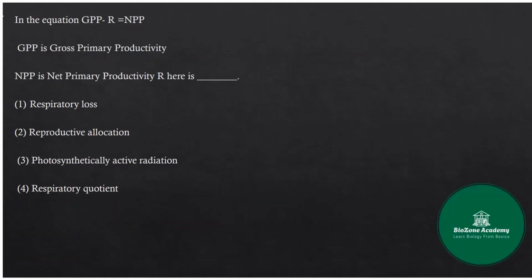Next question. In the equation GPP minus R is equal to NPP, here GPP is gross primary productivity and NPP is net primary productivity. So what is the R? Options are: respiratory loss; option 2, reproductive allocation; option 3, photosynthetically active radiation; option 4, respiratory quotient. So the correct answer is option number 1, respiratory loss.